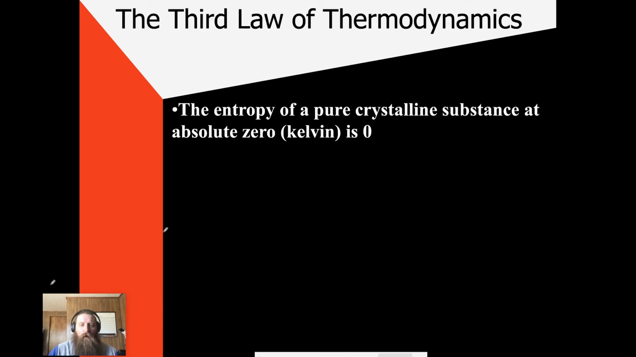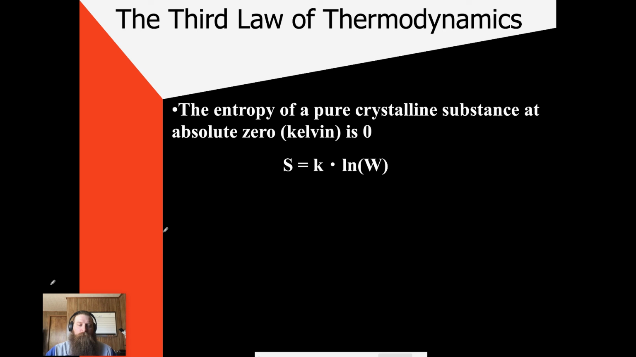All right, the third law. The third law is probably my favorite law. It's the one that has kind of a cool math moment where we can tie in the Boltzmann equation to something that is now in this law in front of us. So the third law says the entropy of a pure crystalline substance at absolute 0 Kelvin is zero.